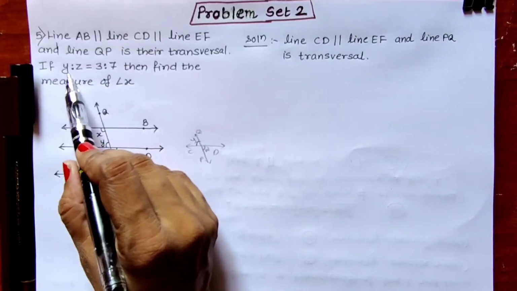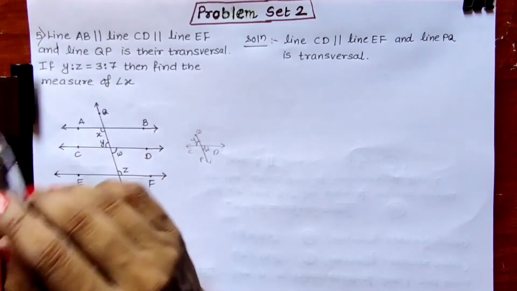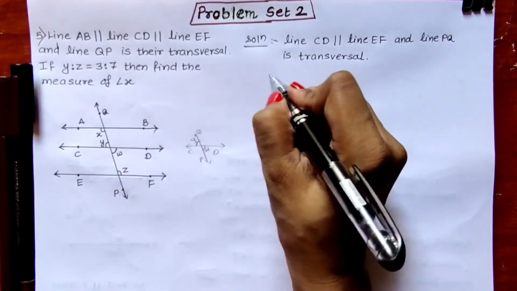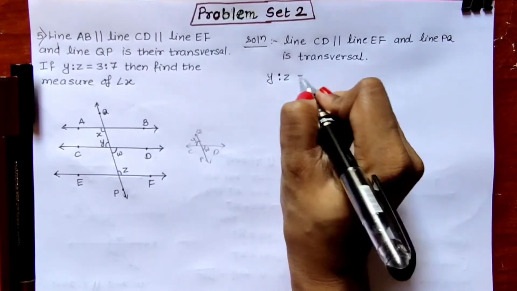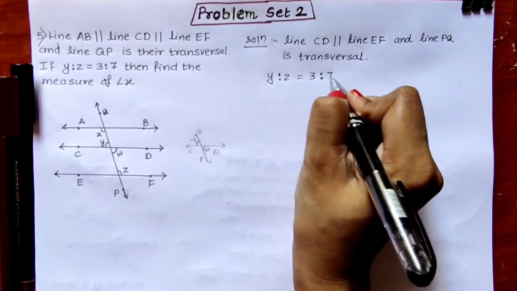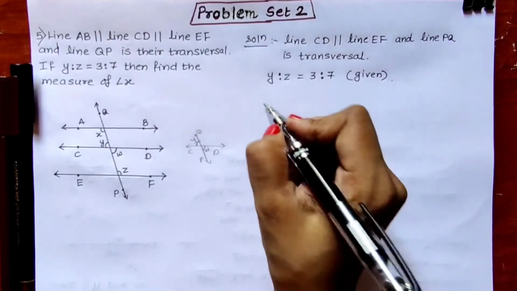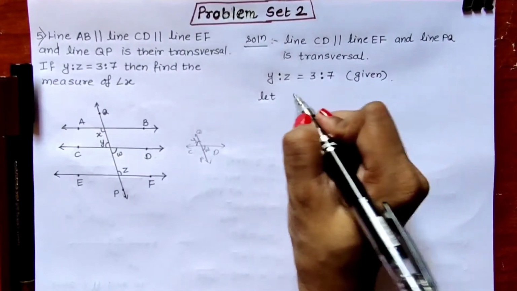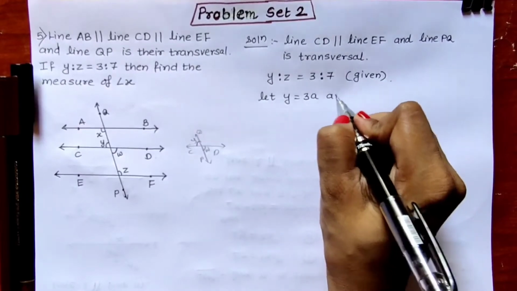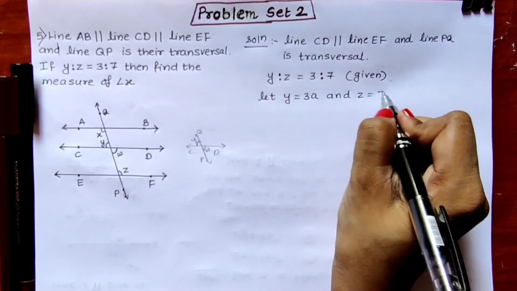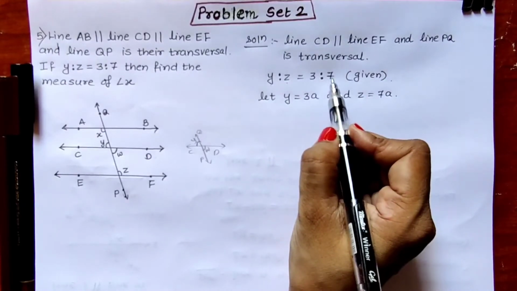First we will write this ratio. This is given to us. Y ratio Z is equal to 3 ratio 7. So let us write Y is to Z is equal to 3 is to 7. This is given to us. So let us take the values for Y and Z. Let Y be equal to 3A, correct, and Z be equal to 7A.